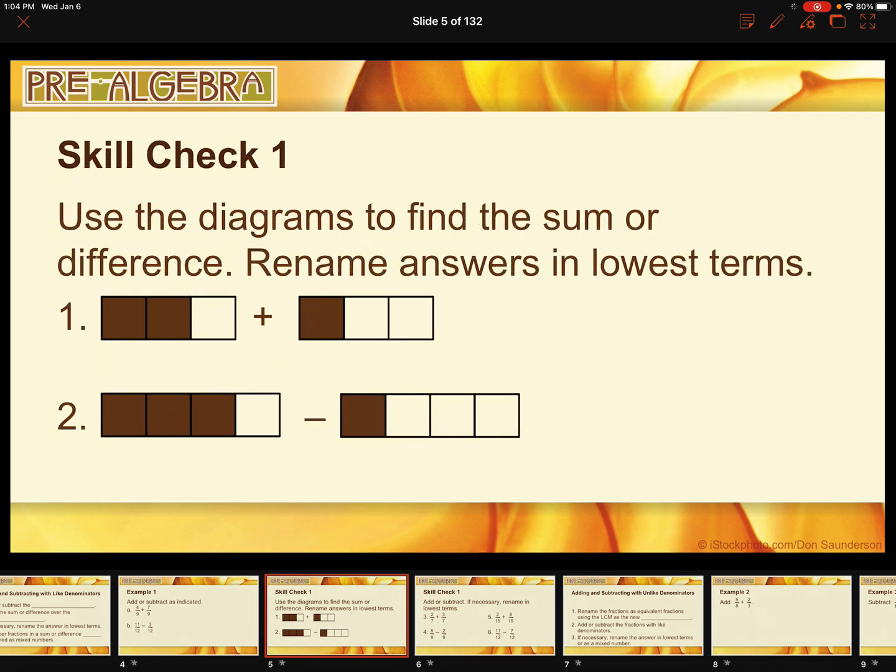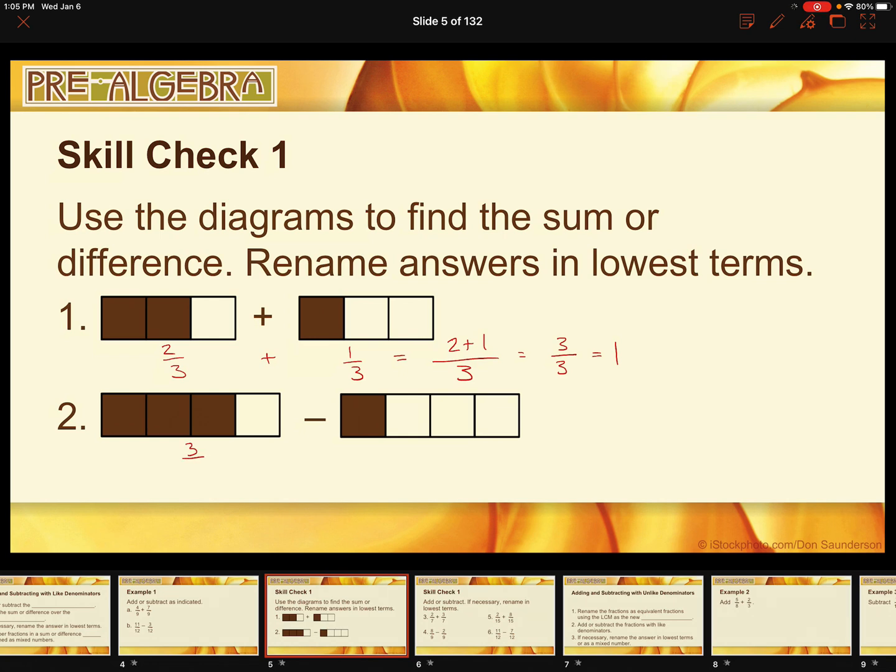Use the diagrams to find the sum or difference. Rename the answer in lowest terms. So I'm going to rewrite these as fractions first. I see this one has 2 out of 3 shaded, plus this one has 1 out of 3 shaded. The common denominator is 3, and I'm adding 2 plus 1. 2 plus 1 gives me 3 over 3. In lowest terms, that would be 1.